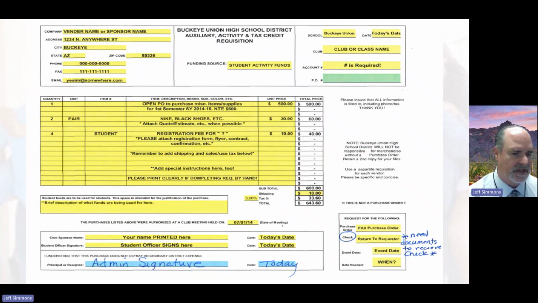We have 750 accounts that Vicki is trying to work with, our person at the district level, and it's just impossible to manage all of that when we have misinformation or lack of information. On the bottom right-hand corner, please note anything you need quickly or return to requester. If you need a check, any of those things to pay a vendor, just mark that so that Vicki can prioritize what she's processing.